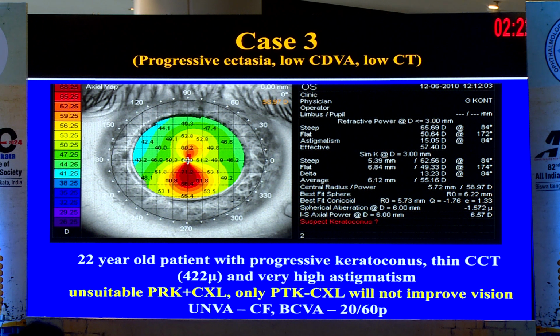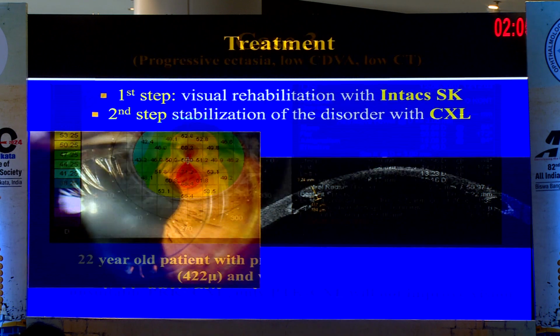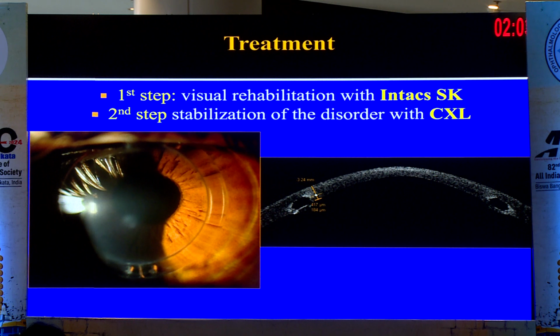Now we will go to the third case scenario, where you can see that this patient has a thinner cornea and extremely high astigmatism of 16 diopters or so, of course unsuitable for PRK CXL or topo-guided PRK CXL. Only PTK CXL is not going to improve his vision in any way. In this case, the BCVA is about 20/60 or 20/70. What is the best modality that you have?